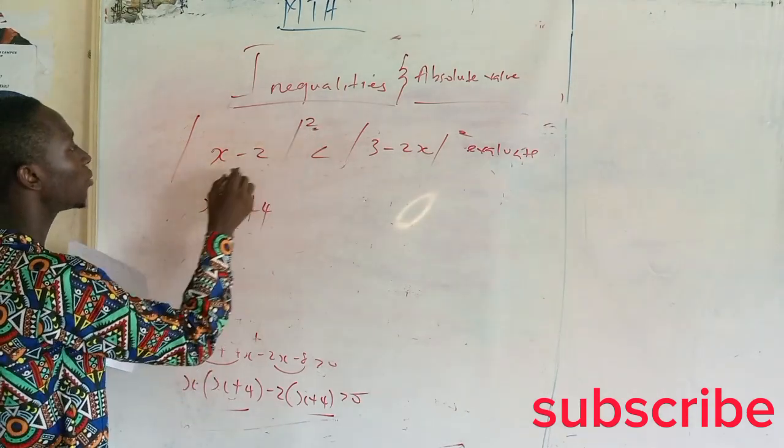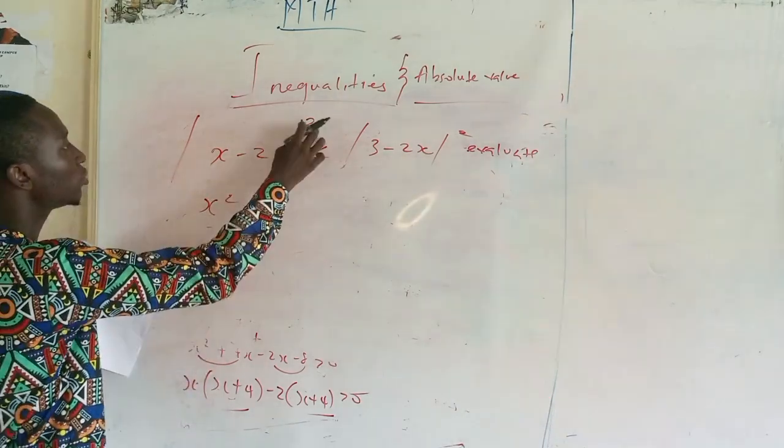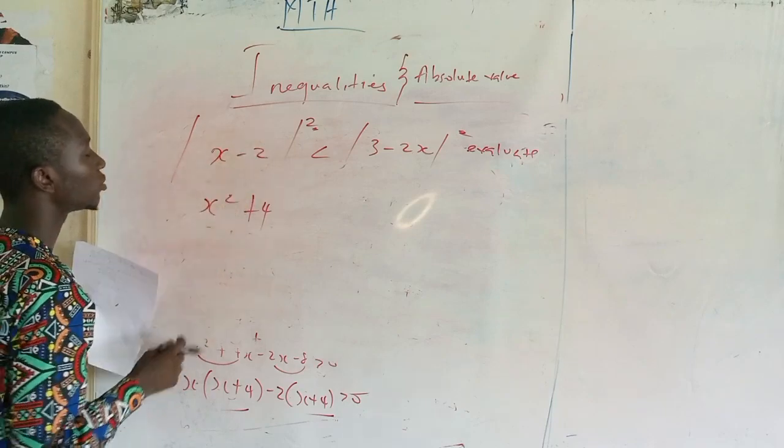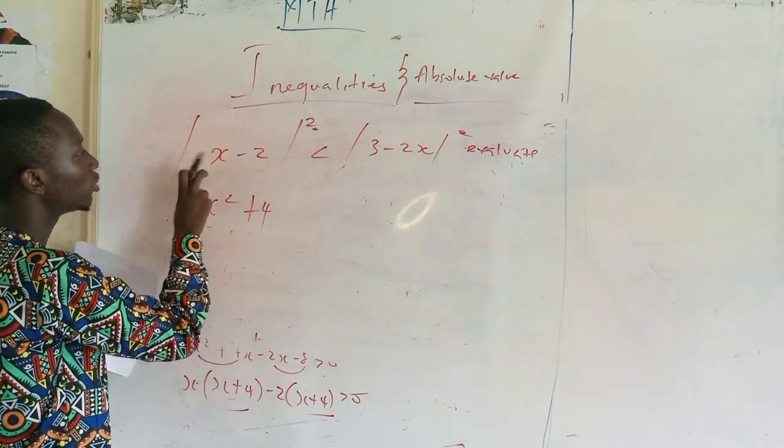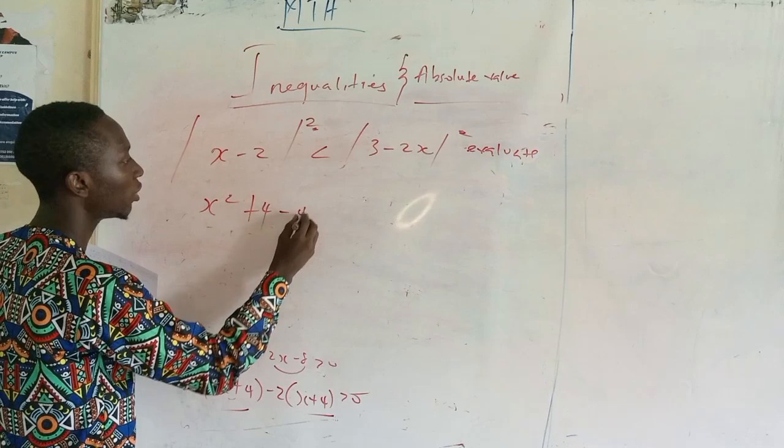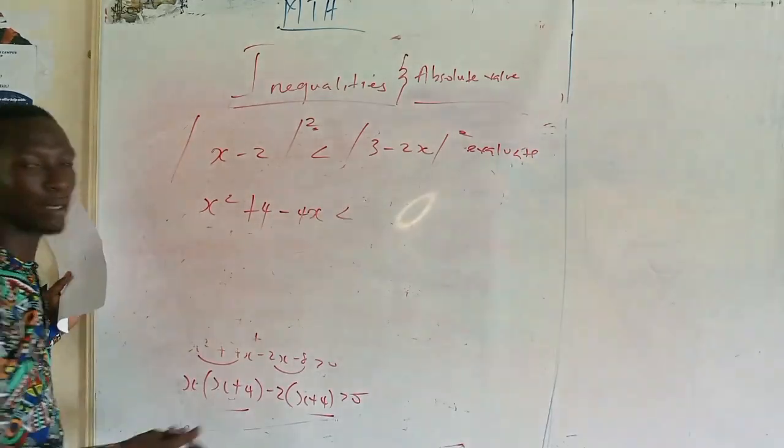Then you multiply the power with everything here. 2 times x is 2x, minus 2 times x is 2x, and 2x times minus 2 is minus 4x. I've opened this bracket. I'm doing the same thing for the other side.